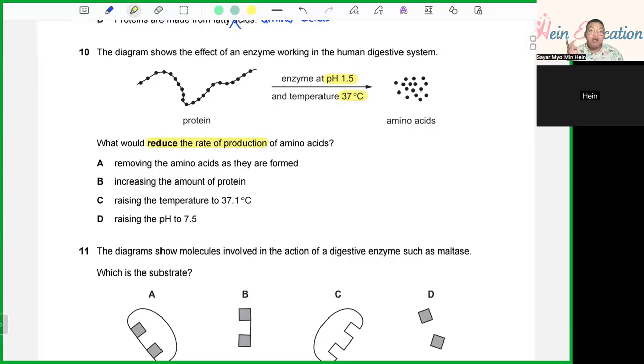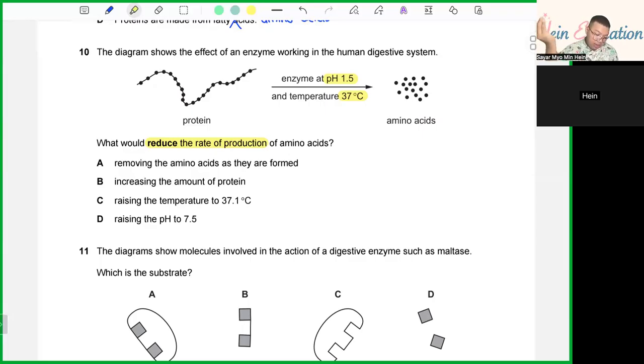Number A, removing the amino acid as they form. By removing the product, it can increase, not decrease. So A is not correct. Increasing the amount of protein. Again, when there is a lot of reactant, there will be a lot of products forming. So B is also incorrect.